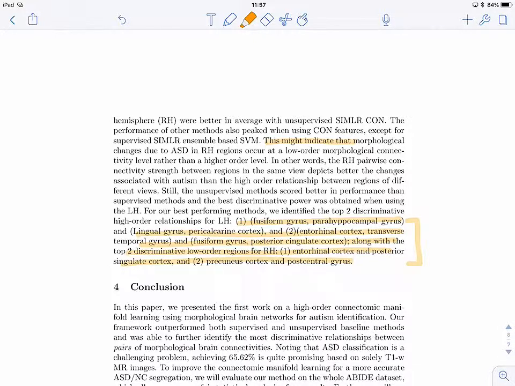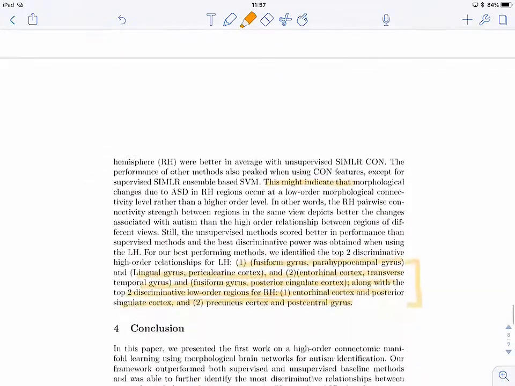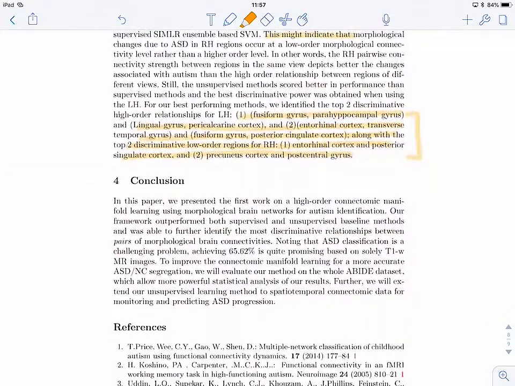because these regions are affected by autism. So you're interpreting your results. You're not saying, well, this is just what we found, but you're trying to derive some neuroscientific meaning from what your machine learning method has picked up.